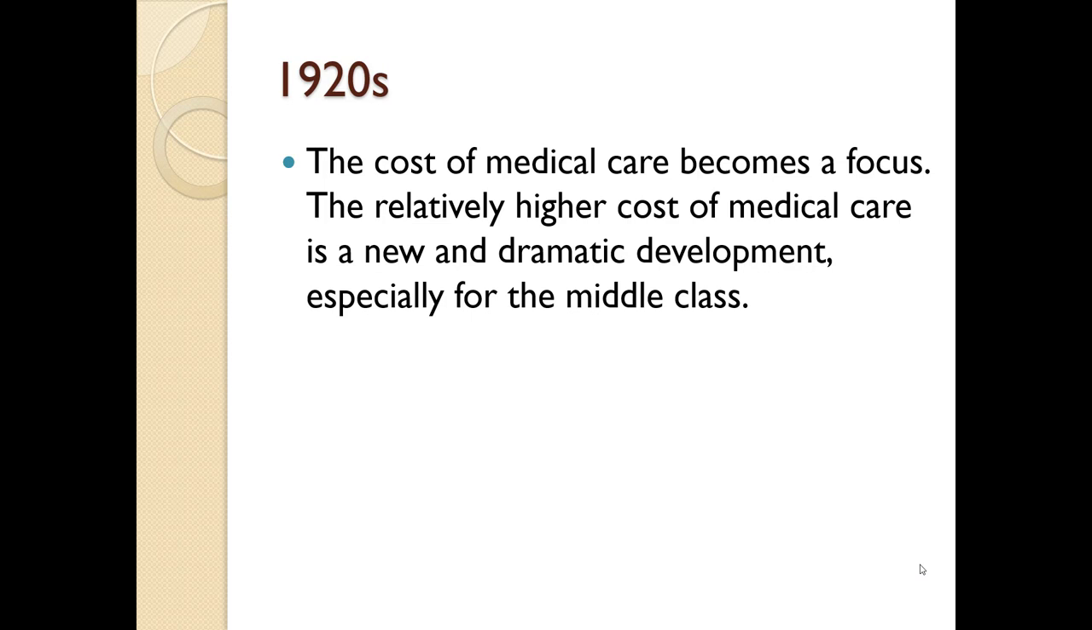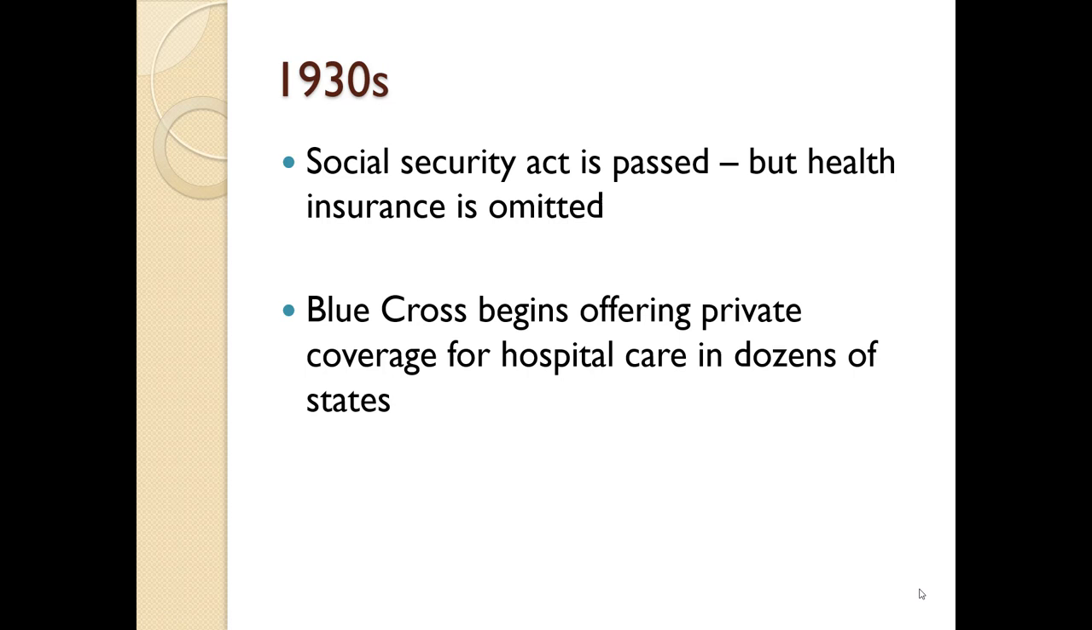And interestingly enough, in the 1930s, when the Social Security Act was passed, health insurance was left out. But it was during this time when Blue Cross emerged and began offering private coverage for hospital care in some states. So if you were wealthy, you could purchase this health insurance that would then cover your bill if you had to go into the hospital. This, in the 1930s, begins the emerging of managed care, what we see today, in the form of being able to purchase a policy that would help pay for illnesses when you had to go into the hospital. But there was no government program in the 1930s. It didn't get included in the Social Security Administration. So health insurance still wasn't seen as the responsibility of the government. But private individuals who could afford it were then able to start purchasing the insurance policies.